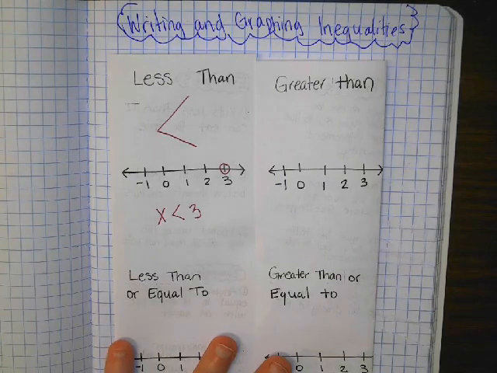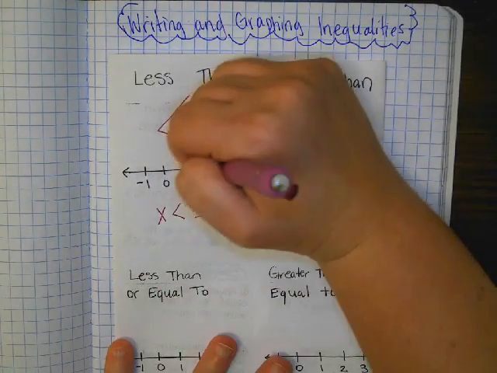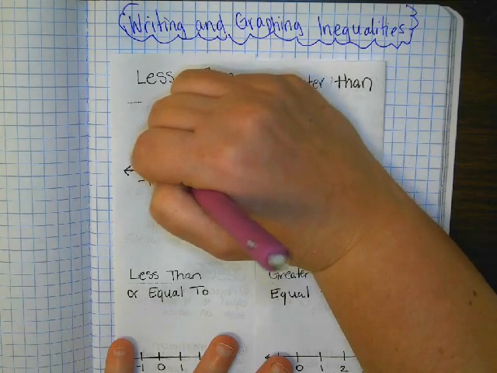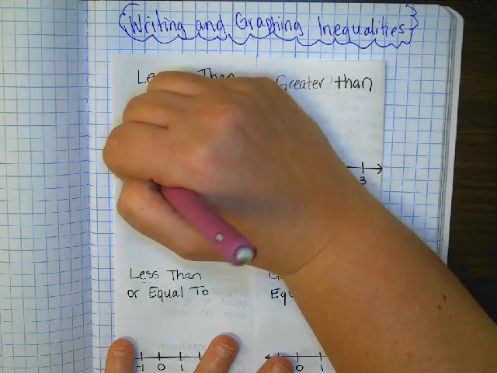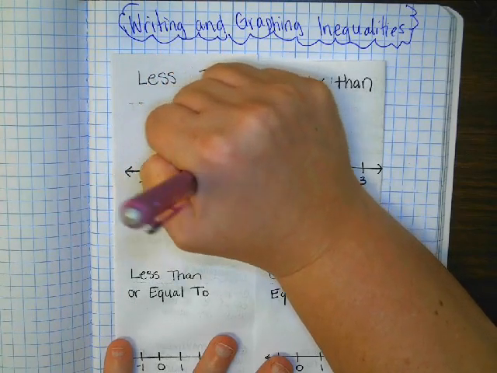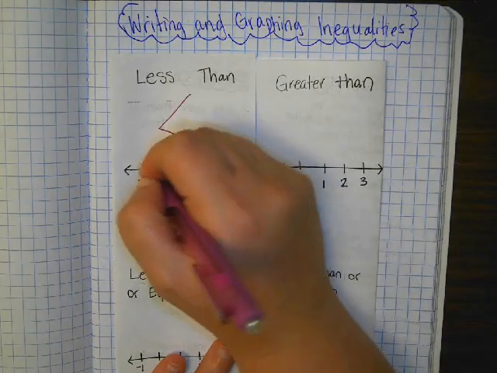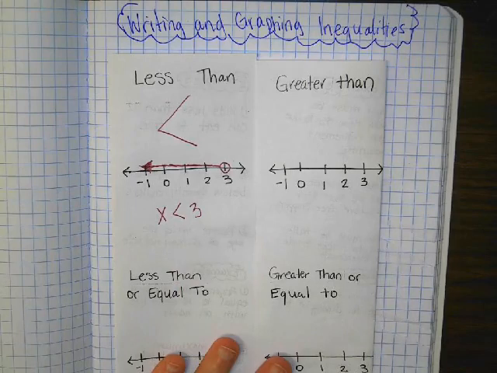Then I'm going to show all the numbers that x could be. It could be any number less than 3. So 2 is less than 3, 1 is less than 3, 0 is less than 3, negative 1 is less than 3. All the numbers in this direction. And if we look, our arrow that shows all the numbers less than 3 are going this way matches our inequality symbol.